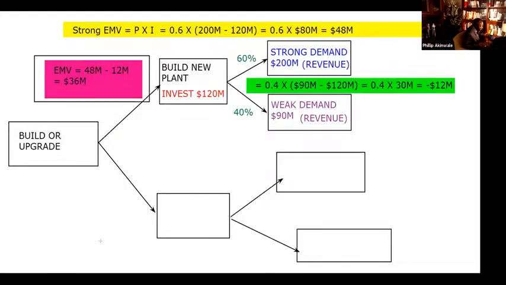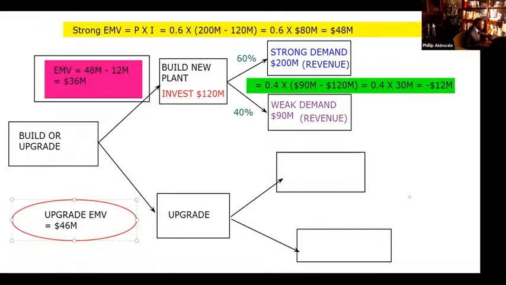Okay, so the box here, ultimately upgrade, you're going to have the final solution give you 50, no, I beg your pardon, going to give you 46 million. So you're going to say 42 plus 4, and you're going to get 46 million. So upgrade EMV is going to be 46 million. And from your analysis, you are going to choose upgrade because that gives you the best bang for your buck. Okay, it gives you the best outcome, the highest EMV. That's really what you're going for.